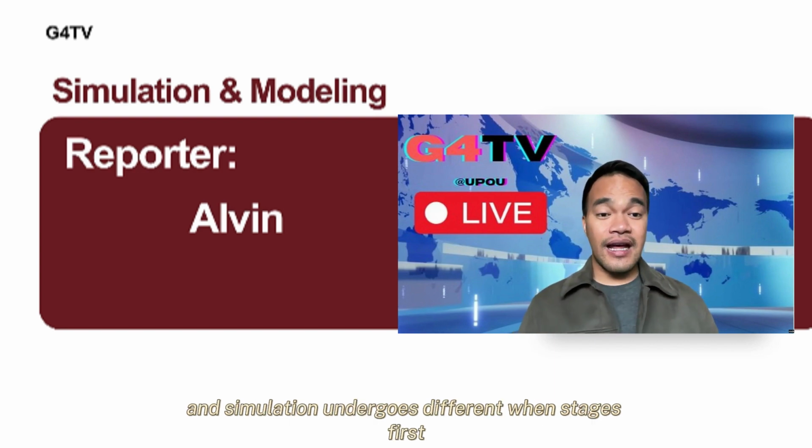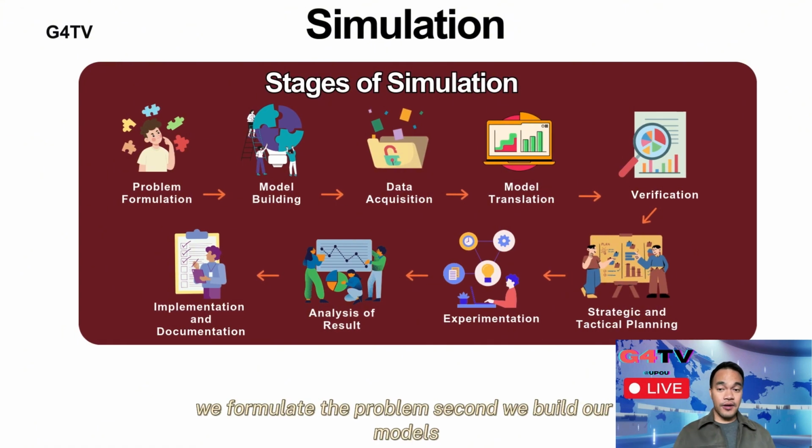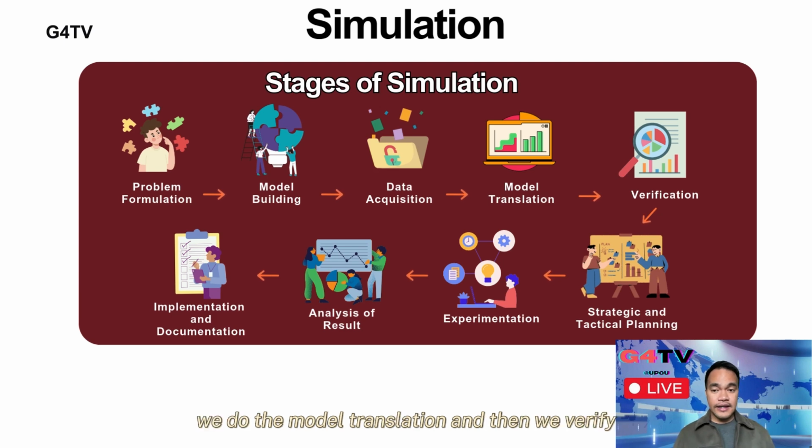And simulation undergoes different stages. First, we formulate the problem. Second, we build our models. Models is the description of our system. And then we acquire the data, we do the model translation, and then we verify.